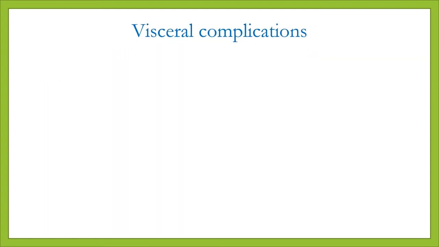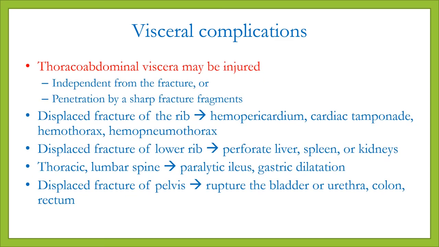Visceral complication. Thoracoabdominal viscera may be injured, independent of the fracture, or by penetration by sharp fracture fragments. Displaced fracture of the rib: hemopericardium, cardiac tamponade, hemothorax, hemopneumothorax. Displaced fracture of lower ribs: perforated liver, spleen or kidneys. Thoracolumbar spine: paralytic ileus, gastric dilatation. Displaced fracture of pelvis: rupture of the bladder or urethra, colon or rectum.